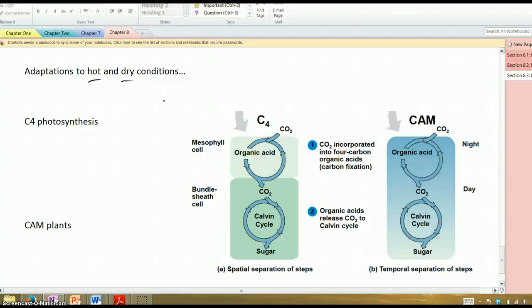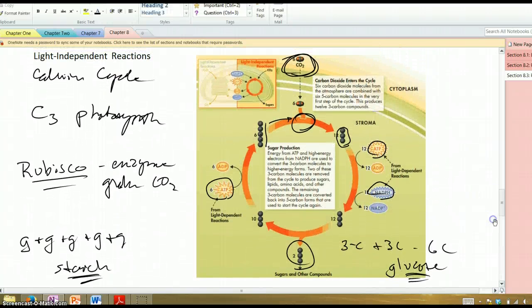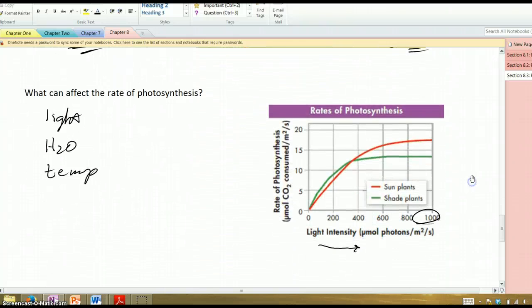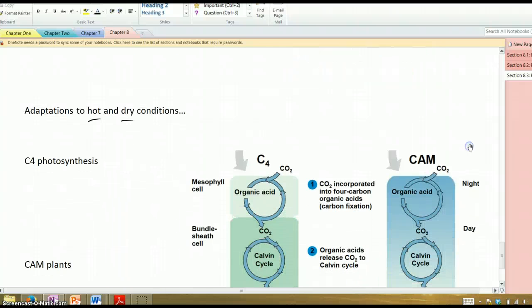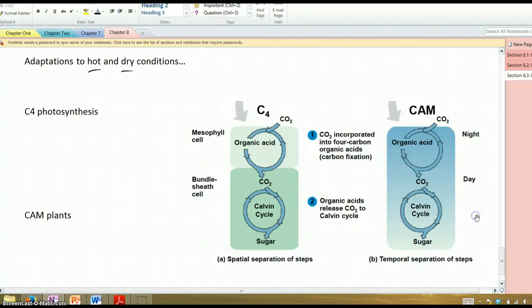And there are certain types of plants that have taken this basic type of photosynthesis, combining light reactions and the Calvin cycle, and modified that way of doing photosynthesis in ways that are particularly adaptations to hot and dry conditions. Okay.